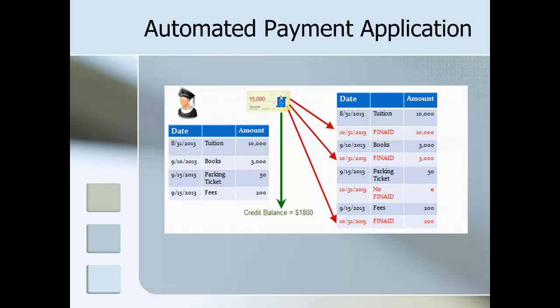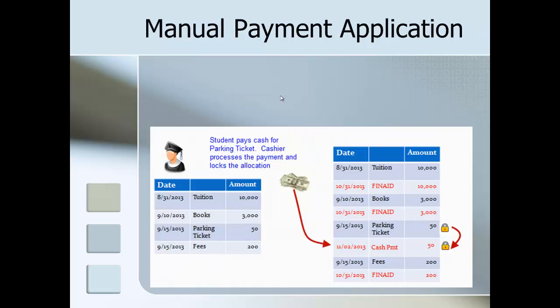So just a kind of graphical example of payment application, you may have, again, this $15,000 worth of financial aid that you can see in the middle of the screen. The student account has tuition, books, parking tickets, and some fees on it. Even though there is a parking ticket on the account that's $50, that cannot be paid by US financial aid, leaving the financial aid with a credit balance of $1,800.